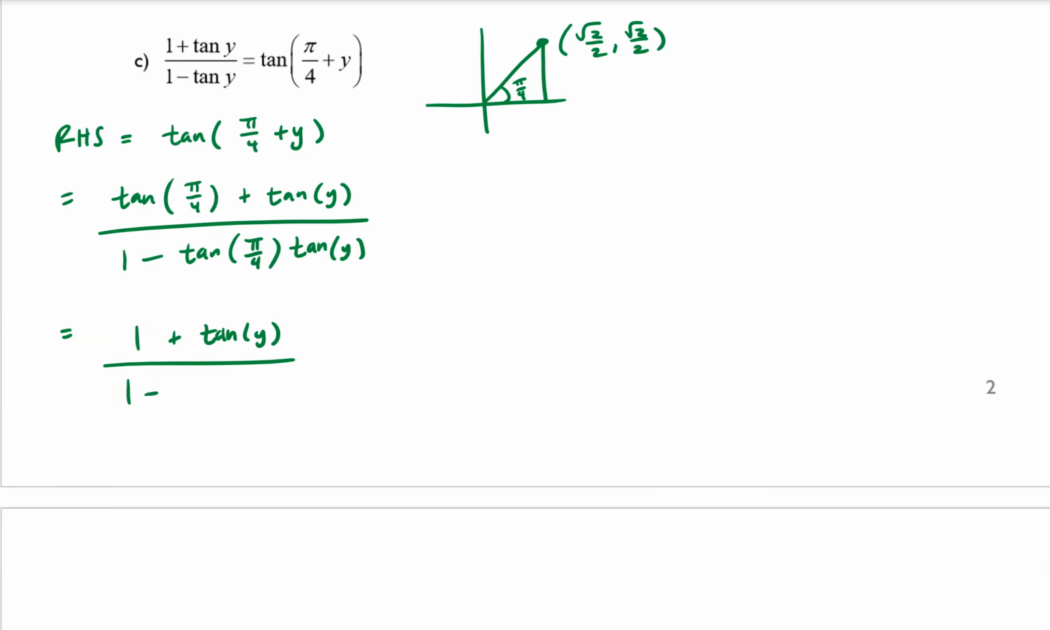And in the bottom, we have tangent of pi over 4, which is 1 times tangent of y, and that's just going to equal tangent of y. And so this is equal to the right-hand side, and so we are done with this example.